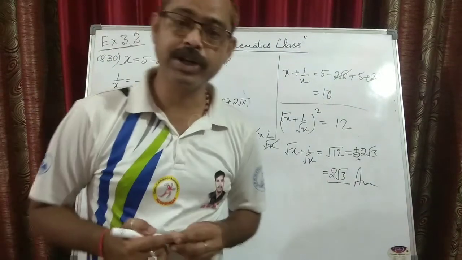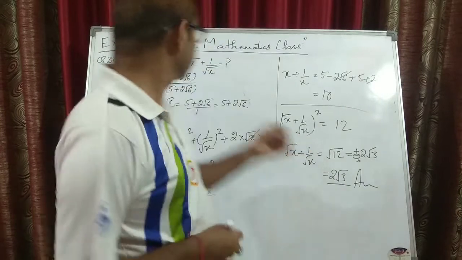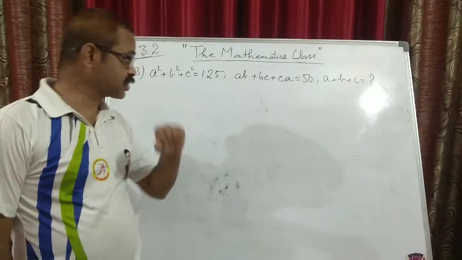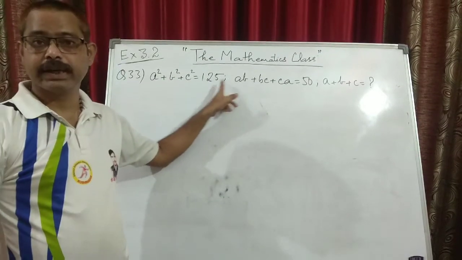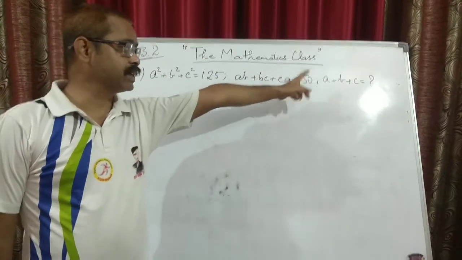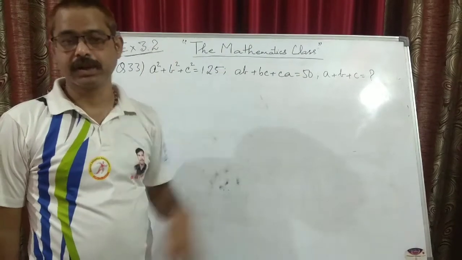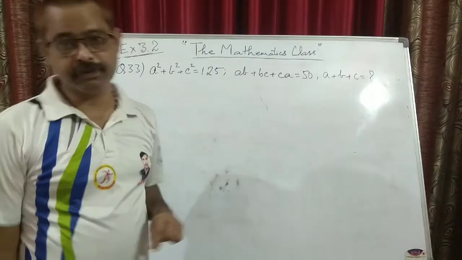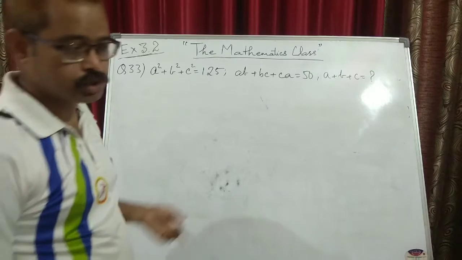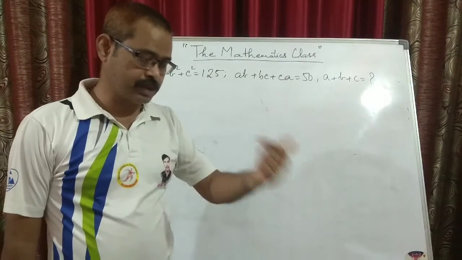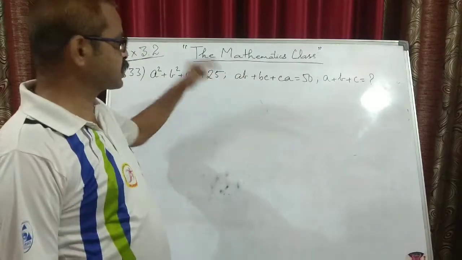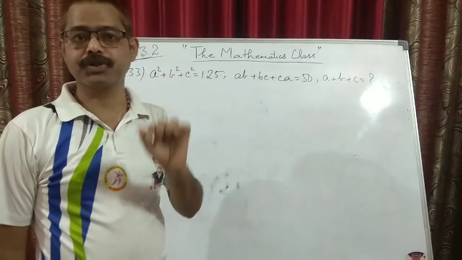Now we will be taking question number 33. Next, question number 33 is, if a square plus b square plus c square is equal to 125, ab plus bc plus ca is given as 50. You have to find a plus b plus c. So we have studied a formula, a plus b plus c whole square is equal to a square plus b square plus c square plus 2 times of ab plus bc plus ca. So this question is a simple application of that formula.